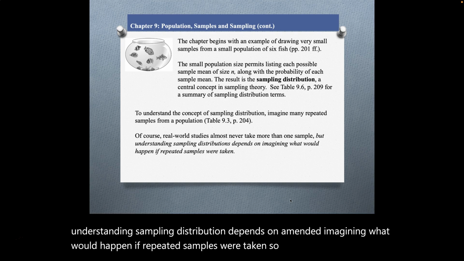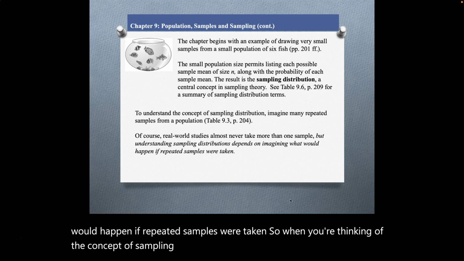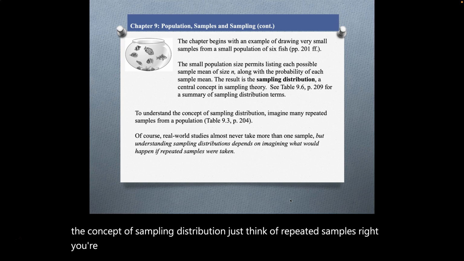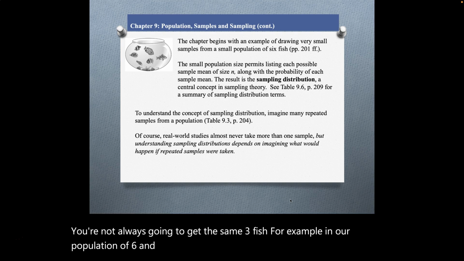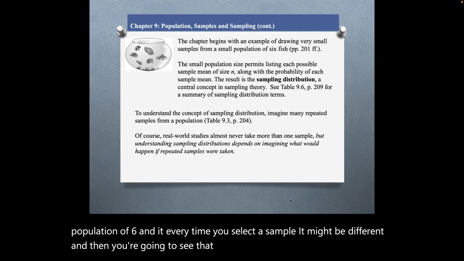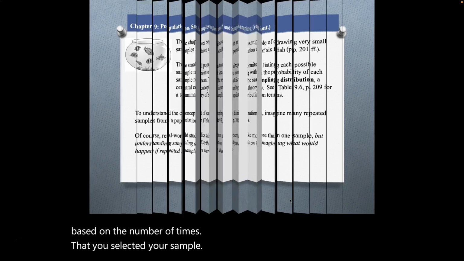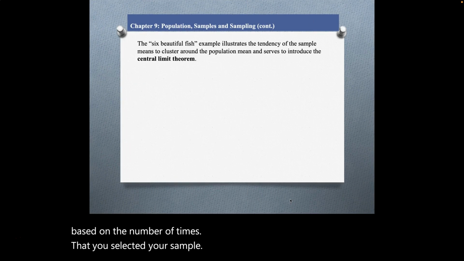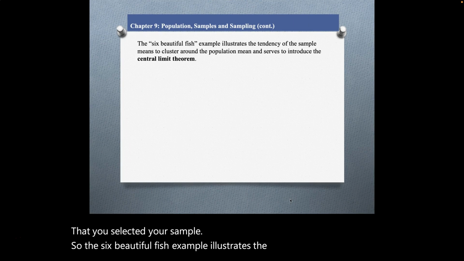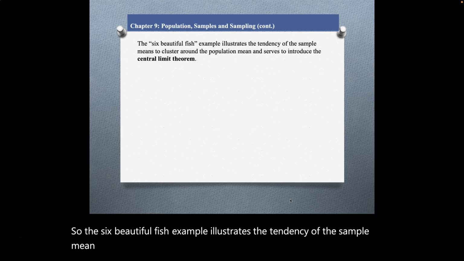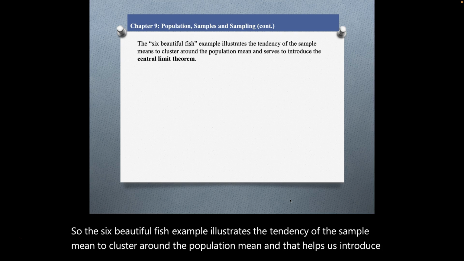So when you're thinking of the concept of sampling distribution, just think of repeated samples, right? You're not always going to get the same 3 fish, for example, in our population of 6. Every time you select a sample, it might be different. Then you're going to see that sampling distribution based on the number of times that you selected your sample. The 6 fish example illustrates the tendency of the sample mean to cluster around the population mean. And that helps us introduce the central limit theorem.